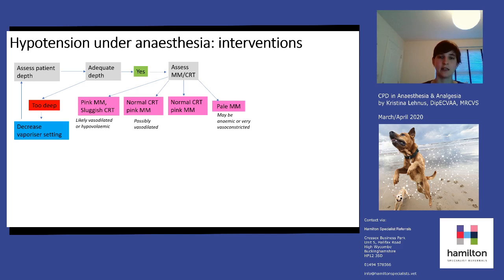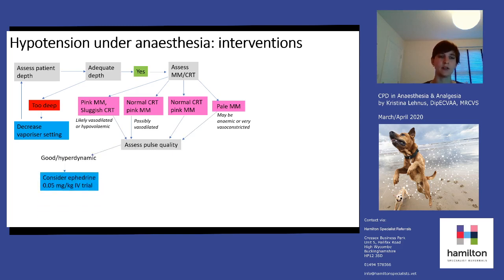And if they're pale, then they might be vasoconstricted or anemic. So again, there is more than one reason why mucous membranes can change color, and it's worth taking into account the whole animal and the context in which it's behaving. So what kind of drugs has it had, does it have a history of trauma, is there likely bleeding, etc. For all of those, it's only going to help you to assess pulse quality in addition to your mucous membranes.